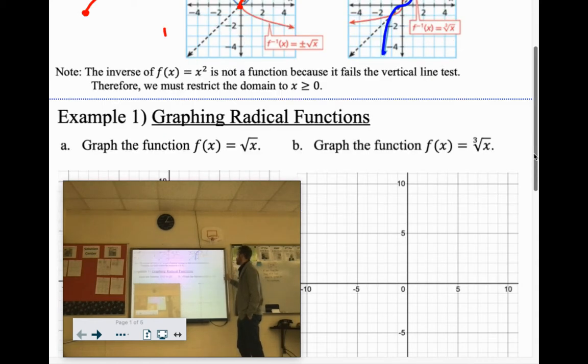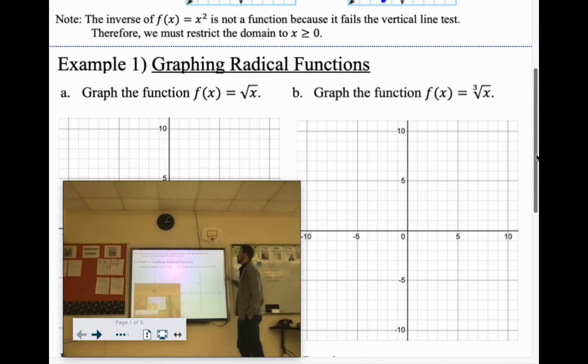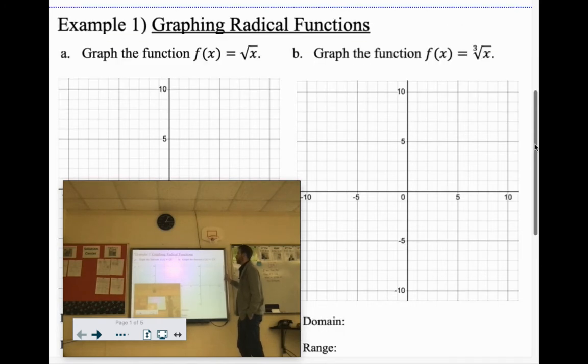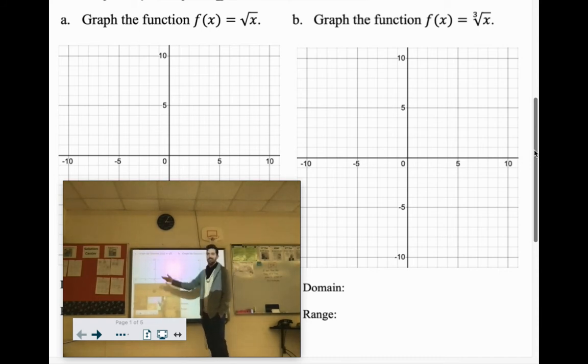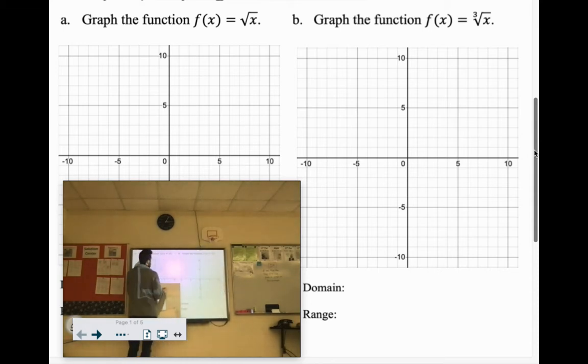So let's graph the parent function, f of x equals the square root of x. Again, we're not going to include the negative numbers because we're not square rooting negatives. Let's pick numbers that we can square root, like 0. What is the square root of 0? 0. So if we chose 0 for x, the square root of x would be 0. So there's a point right there at 0, 0.